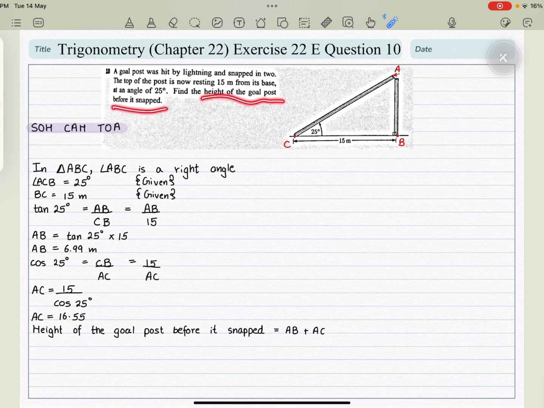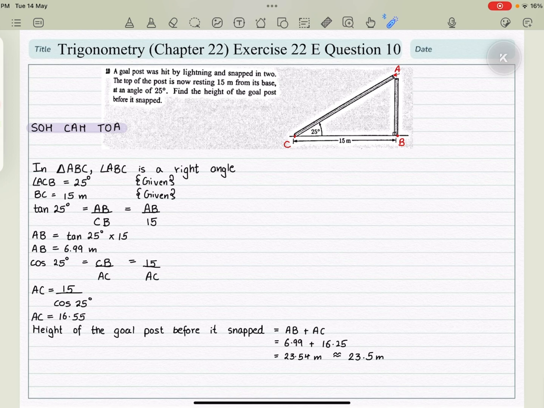And then we move on and say that we have to find the height of the goalpost before it's snapped. So the height of the goalpost before it's snapped is equal to the height of the whole pole, that is AB plus AC. And then we plug in the values of AB and AC, and then we get 6.99, that is AB, plus 16.55, that is AC. Why did I write 25? Well, it's not 25, it's 55. I'll change it right now.